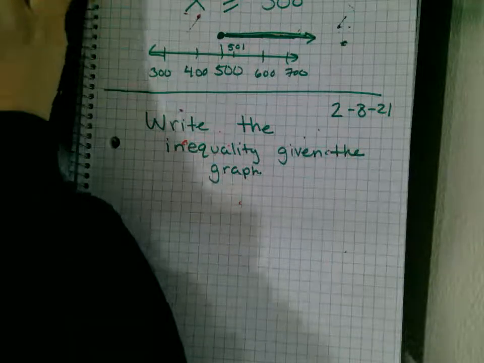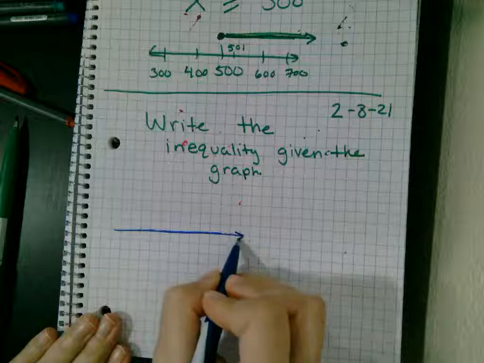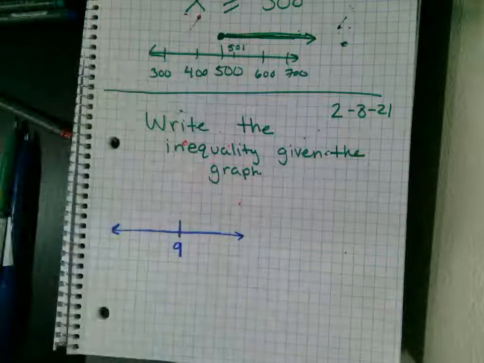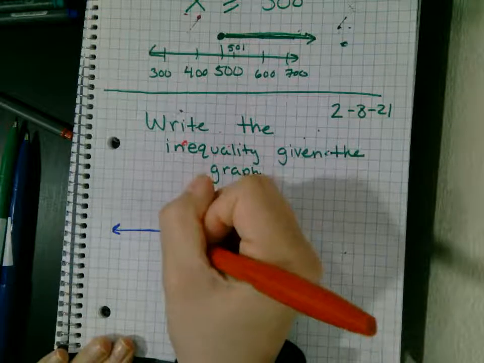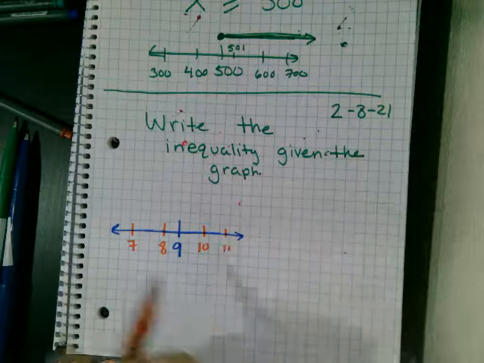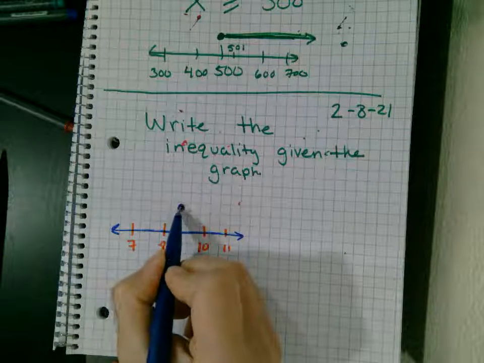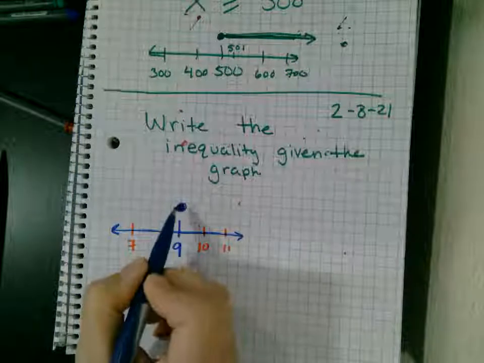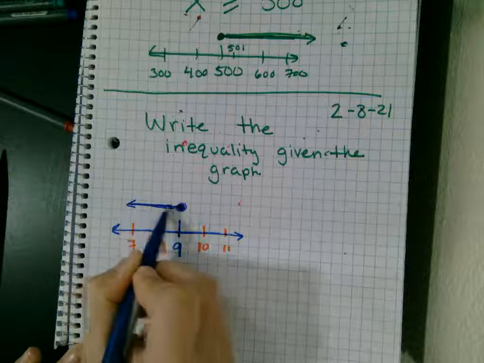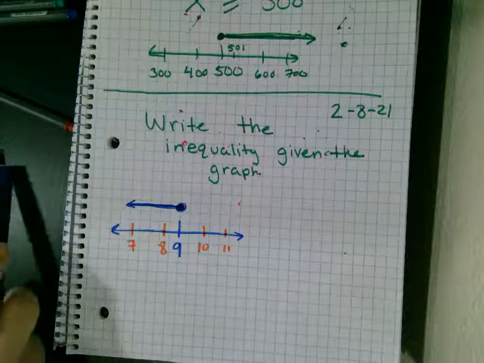Okay, so we're gonna start off with the graph. You're gonna draw a number line, right? And we're gonna put 9 in the middle, and then two numbers below the 9, so 8 and 7. Two numbers above would be 10 and 11. And we're gonna add a closed circle on the number 9. And then we're gonna shade to the left. Okay, so copy this down.